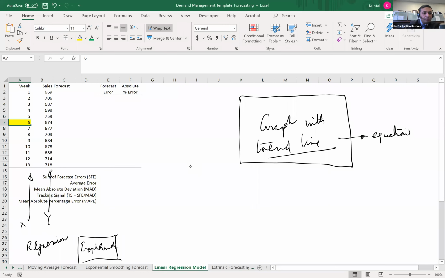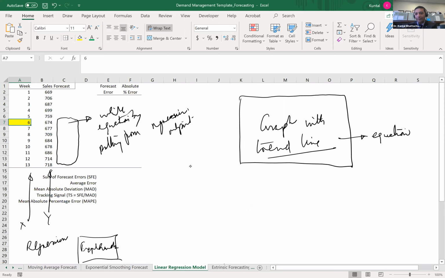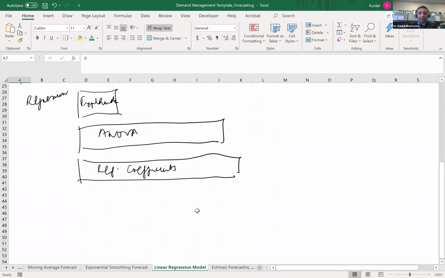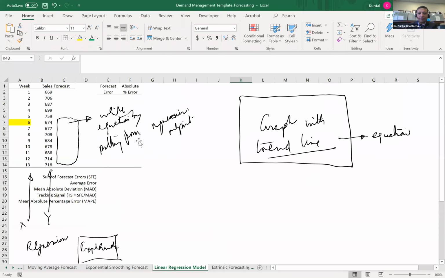So I want you to populate these forecasted values, but I want you to write the equation by pulling from regression output. In other words, you will do a cellular reference to be able to write the equation based off of the coefficient values that you see for your regression coefficient outputs. And you would use that to populate all of your forecasts.